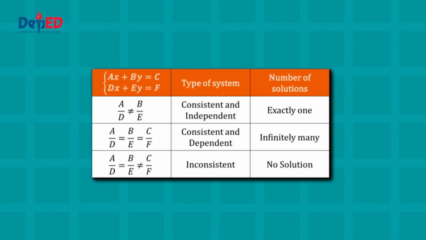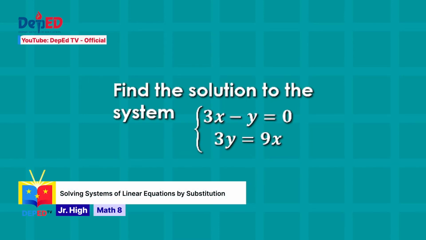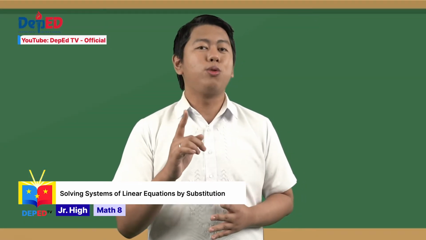You can also check the type of system by getting the ratio of the coefficients of x, the coefficients of y, and the constants before solving, just to confirm if there are solutions or none. This is an example of a consistent and dependent system. Now let us see what it would look like when we use substitution.